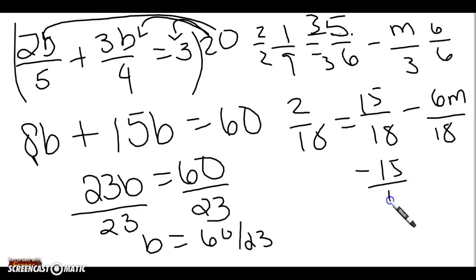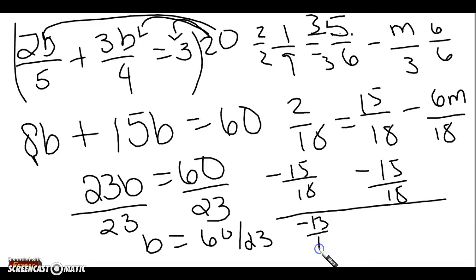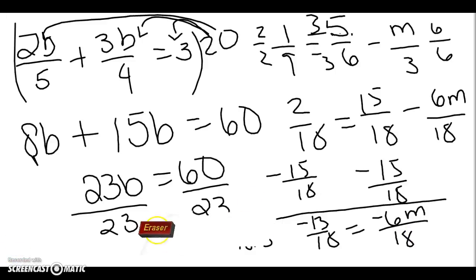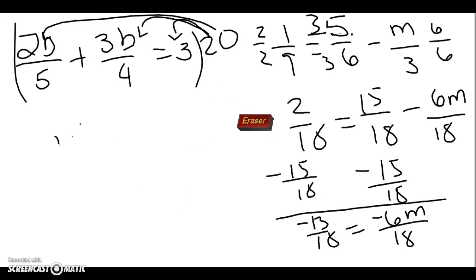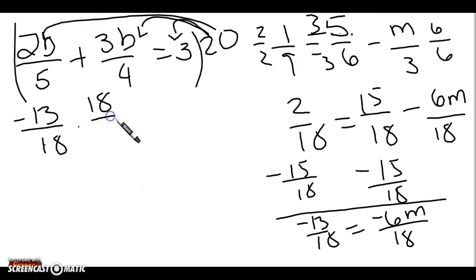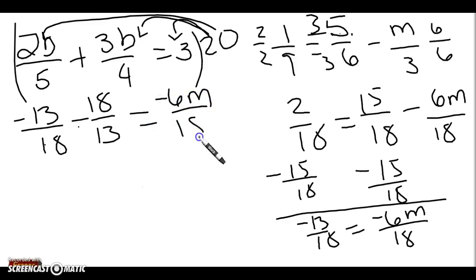And so I will subtract 15 over 18 from both sides. And that gives me negative 13 over 18 equals negative 6m over 18. I'm going to erase some of this over here because I'm running out of space, to give myself a little bit more room. And I would get negative 13 over 18 times 18 over 13 equals negative 6m over 18 times 18 over 13.